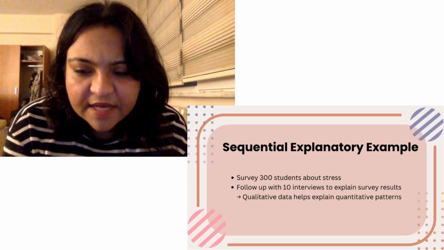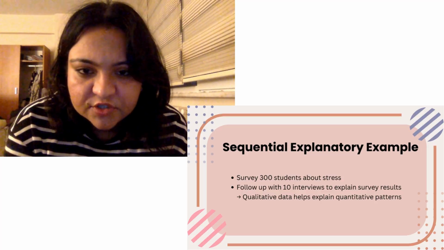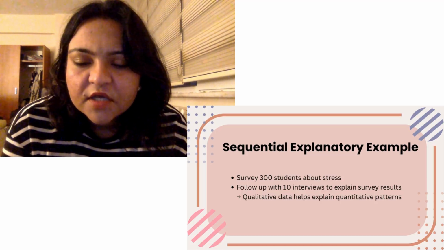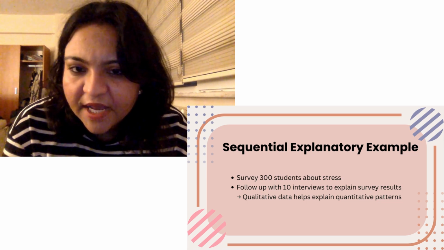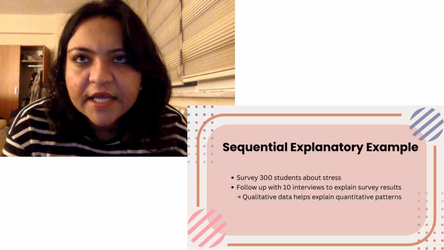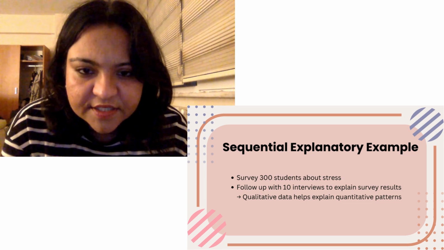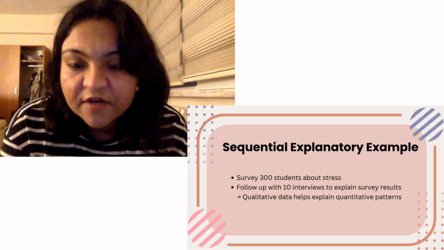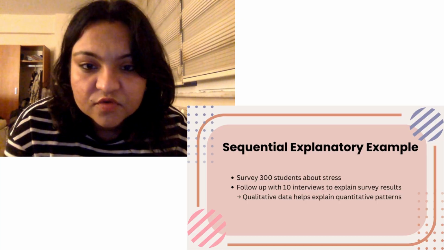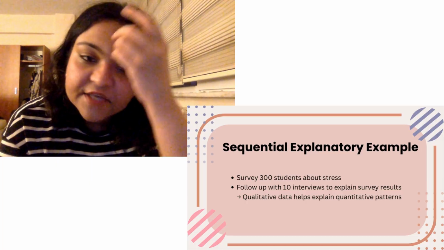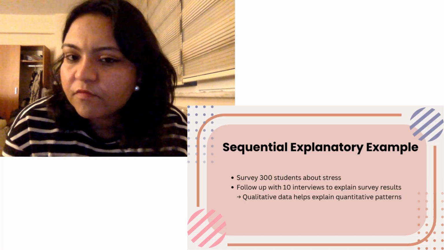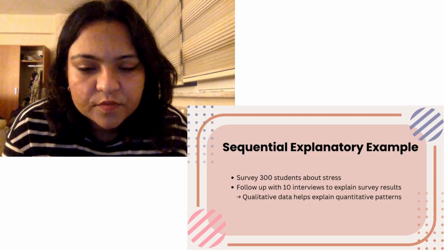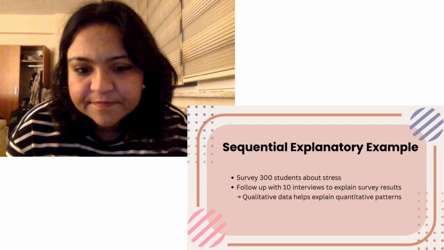Let's look at an example for the sequential explanatory design. So imagine you survey students' stress levels. First you find out the numbers, there is a high percentage, and then the numbers don't tell you why they are stressed. So then you conduct interviews with these students, which gives you extra information and helps you explain those survey results that you found and gives you the complete picture of what exactly is going on. So this is a typical sequential explanatory design.